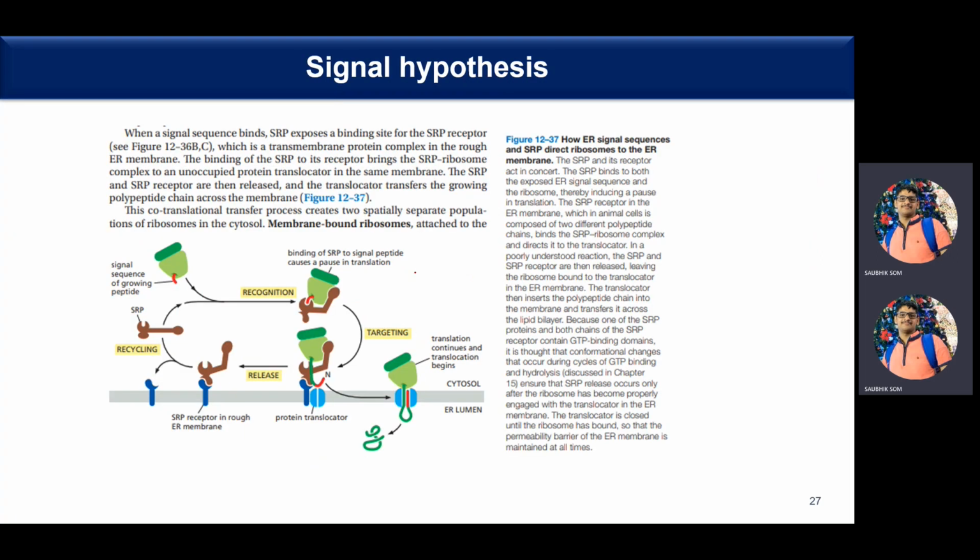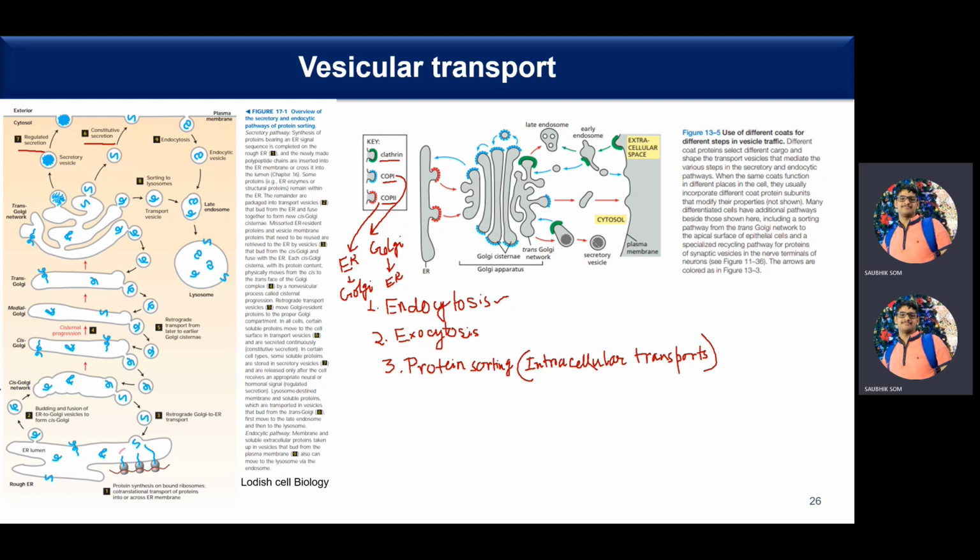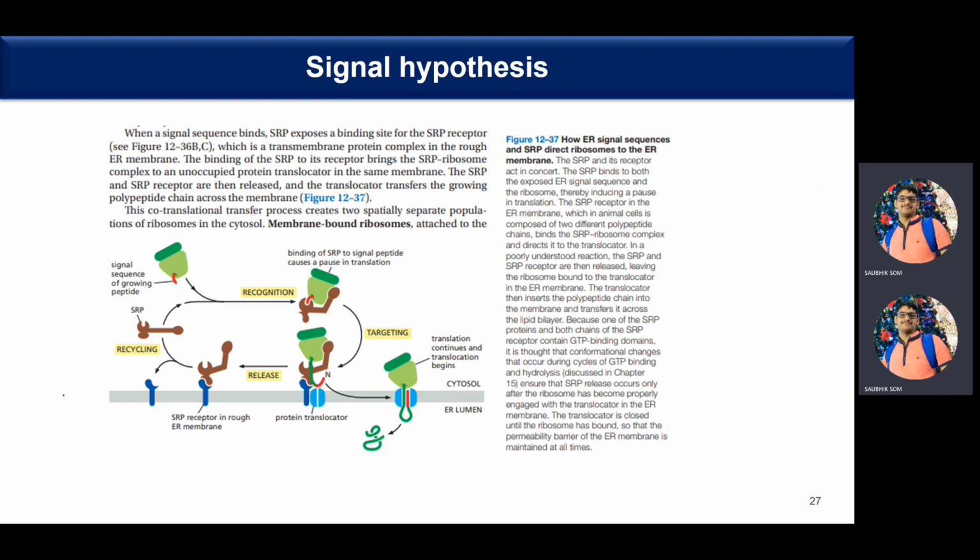For now, how do the proteins go into the ER lumen? Something that is known as co-translational transport of protein, or the signal hypothesis. How does it work? If this is the ribosome, as you can see, there is something known as a signal peptide and the signal recognition particle. The SRP goes and binds to the signal peptide which just came out from the ribosomal tunnel of the nascent protein, and causes a translational arrest.